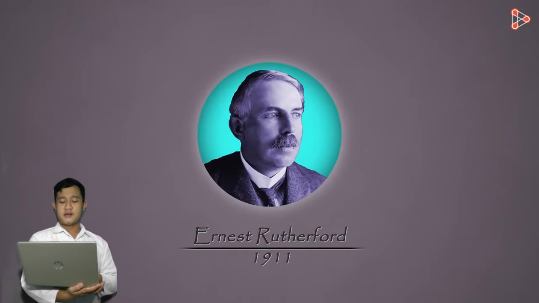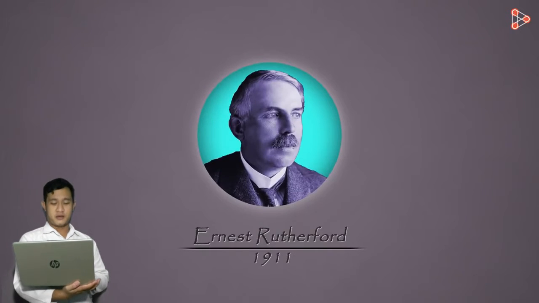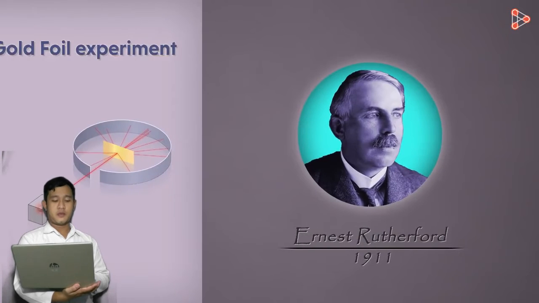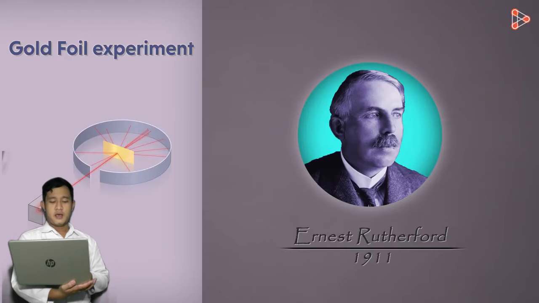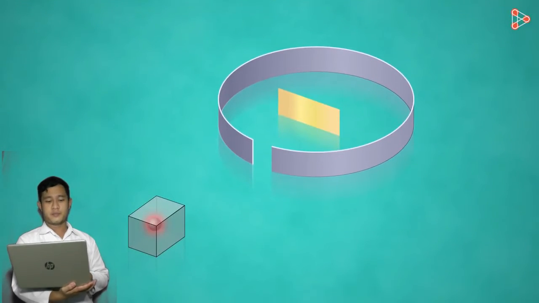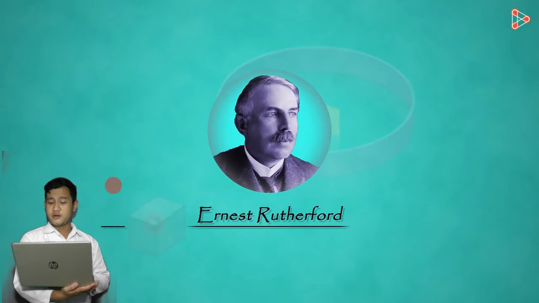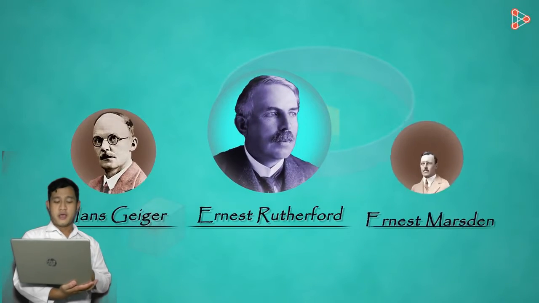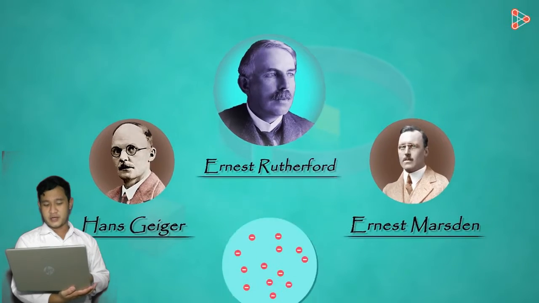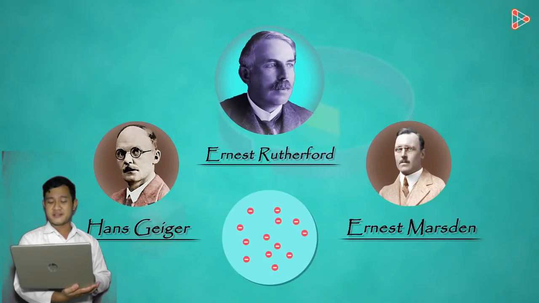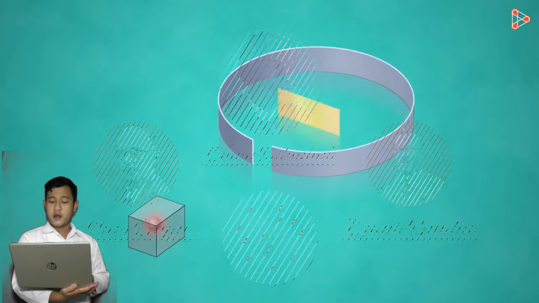Around the year 1911, a British physicist, Ernest Rutherford, carried out the famous gold foil experiment. He did this to understand the structure of an atom. The experiment was carried out by Rutherford along with Hans Geiger and Ernest Marsden. The experiment was a breakthrough in the field of chemistry, which helped him understand the structure of an atom in a more accurate manner.